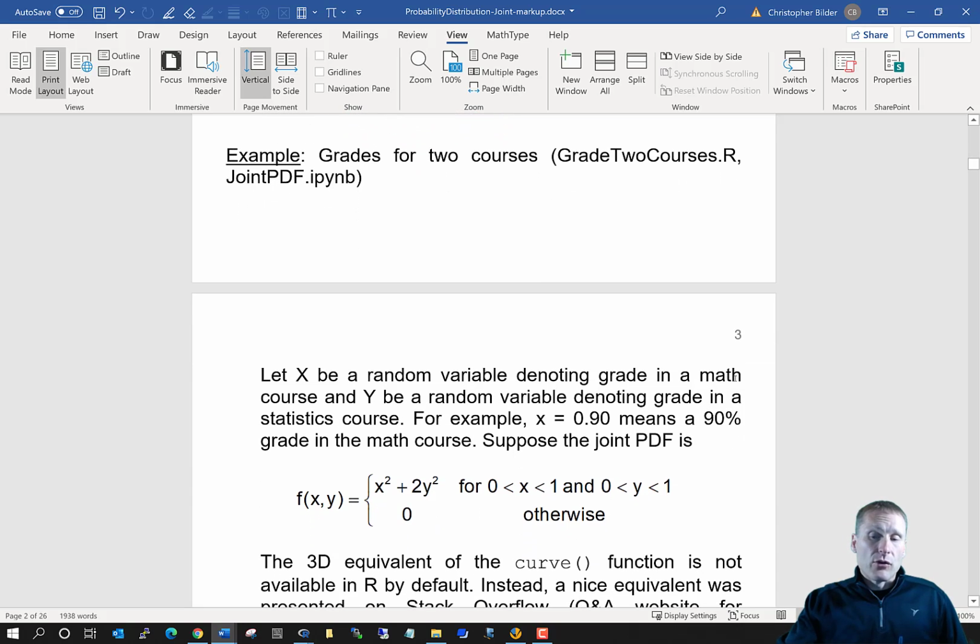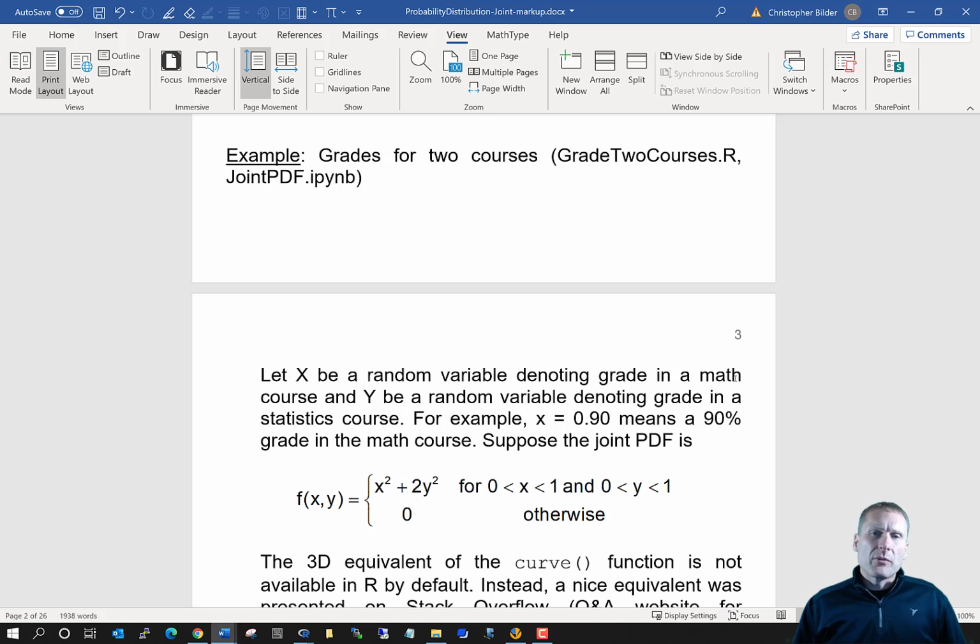Let's say that I have grades for 2 courses. So let's let x be a random variable denoting the grade in a math course, y be the grade in a stat course. And when I mean grade, x could be anywhere between 0 and 1, same as y, where a value of 0.9 means you get a 90% grade for a particular course.